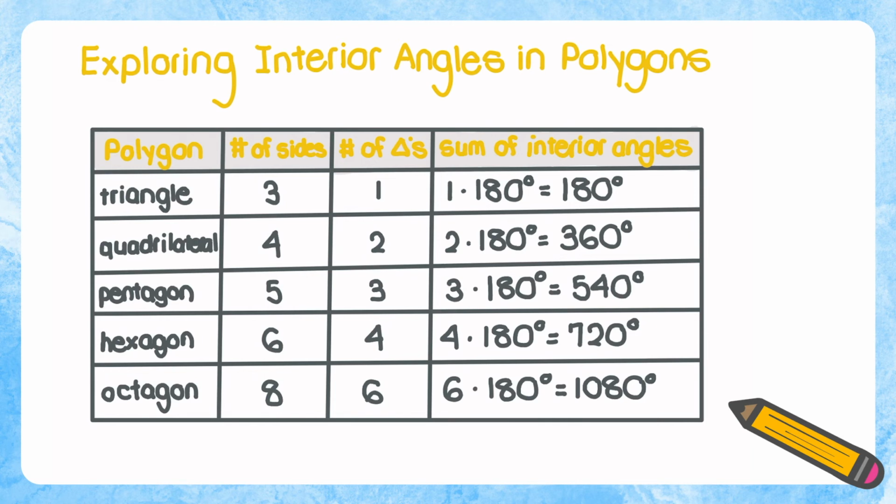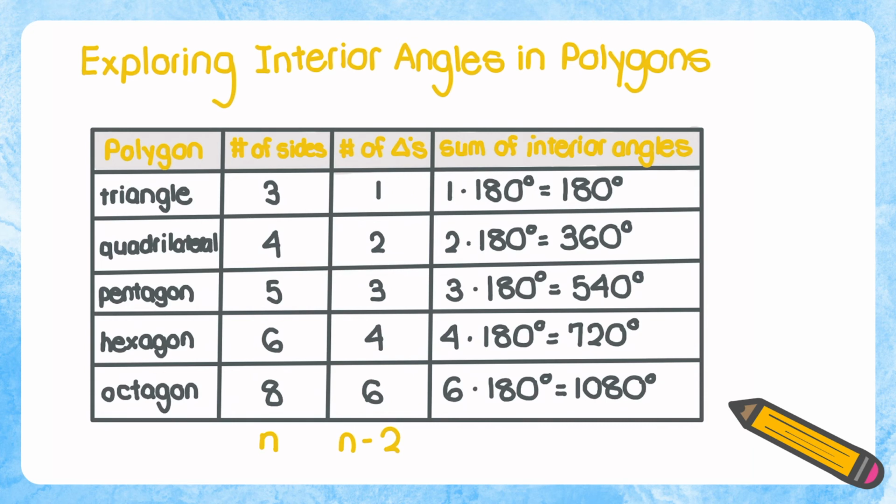So the sum of the interior angles of a hexagon is 720 degrees, and the sum of interior angles of an octagon is 1080 degrees. We're going to derive a formula for this. So what do you notice about the number of sides and the number of triangles? Well, if we set the number of sides to n, I notice that the number of triangles in that polygon is just n minus 2.